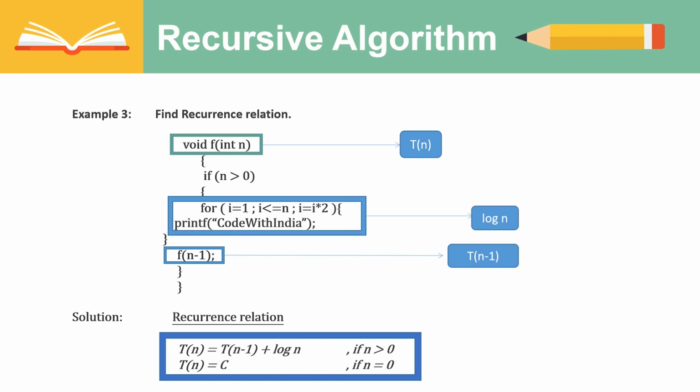Example 3. We again have to find the recurrence relation of the given program. Void f(int n). If n is greater than 0, then the loop will run for i = 1, i <= n, i = i * 2. Printf "Code with India", f(n-1). In the previous example, we solved this loop. This loop will give log n complexity. Here, f(n) will take T(n) time and f(n-1) will take T(n-1) time. So the recurrence relation is T(n) = T(n-1) + log n.